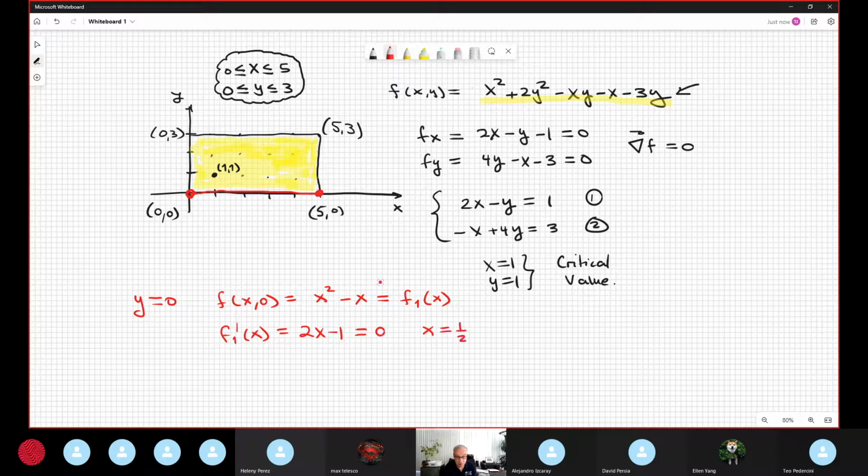So we have 1 point, to include in the list, which is 1/2, 0. And also, you evaluate in the endpoints. In the endpoint, f evaluated at 0, 0 is 0. And f evaluated at the second endpoint is 20. Okay, it's 20.